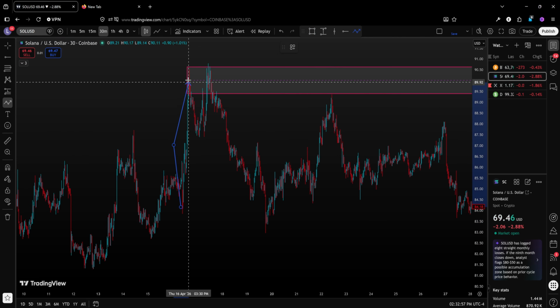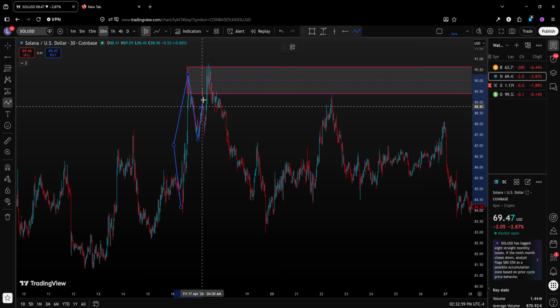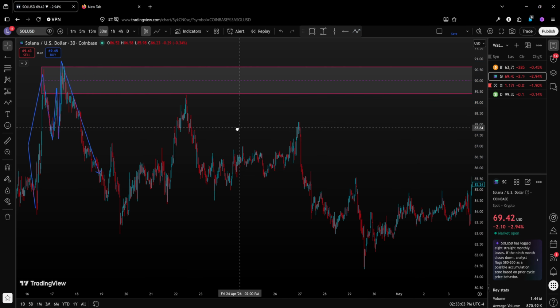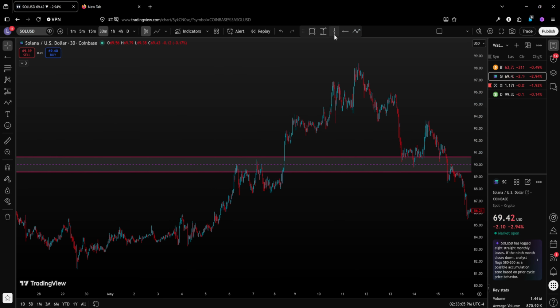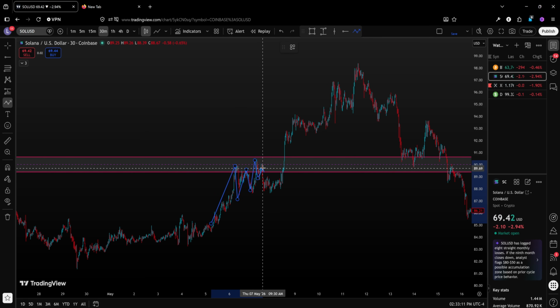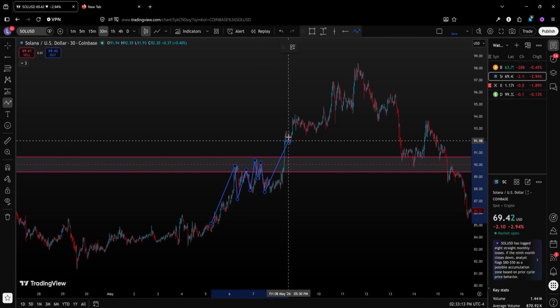Price is moving. Boom. Taps into it, goes down. We can go back over here. Watch this. Price taps into it, boom, goes down, taps into it, down, taps in, down, boom, finally gets a break.